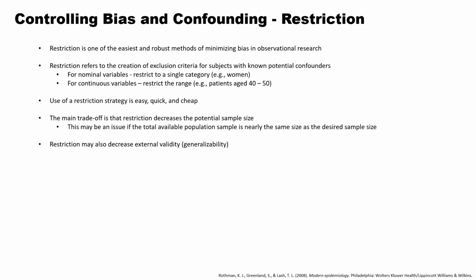The main trade-off with restriction is that it decreases your potential sample size. So consider that if your potential population that you can draw patients from is fairly close in size to the sample size that you're looking for, the more patients you restrict, the smaller your sample size gets and the smaller your power is going to be. And so this can be an issue if the total available population sample is nearly the same size as the desired sample size. Additionally, restriction has the disadvantage that it may decrease external validity in that you are making the population under study less like the overarching real-world population.